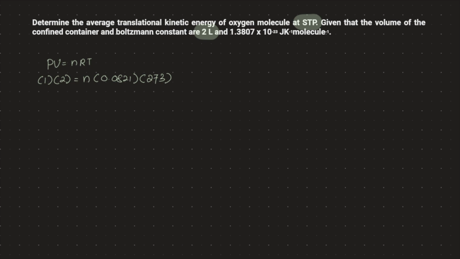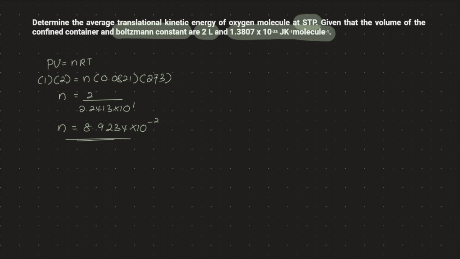Therefore, from here we can get your n is equivalent to 2 divided by 2.2413 times 10 to the power of 1. Therefore, your n is equivalent to 8.9234 times 10 to the power of negative 2. If you look again at the question, you were given the Boltzmann constant, and in the Boltzmann constant, you need to have the number of molecules. So what we are going to do now is use the number of mole that we have calculated just now to find the number of molecules. So n times the Avogadro number, you will get the number of molecules.